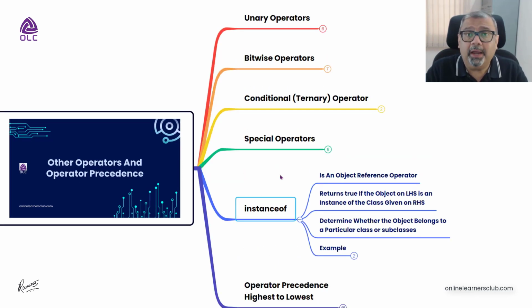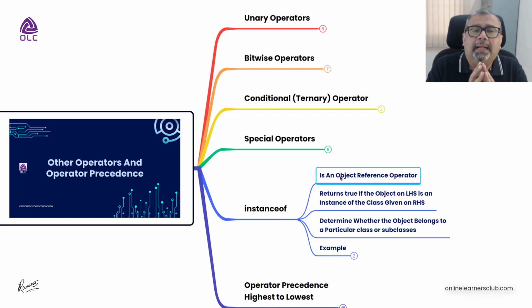Then we do have another special type of operator called the instanceof operator. What is that? It is basically representing the reference of an object. So it's an object reference operator which will return true if the object on the LHS is the same class belonging to what you are comparing in the RHS.